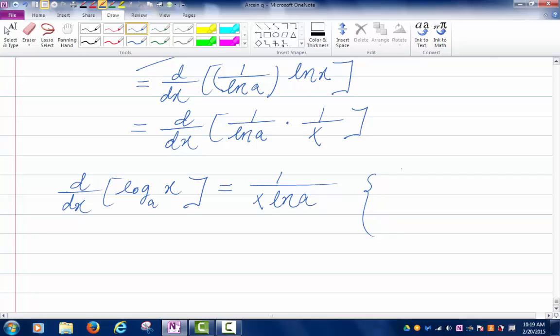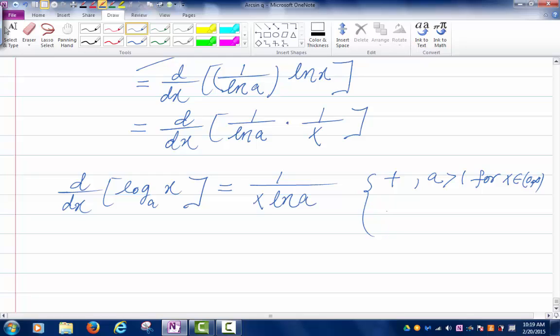Positive numbers only, right? So this thing here would be positive. This derivative is positive in the case when a is larger than 1. Okay, and this is for any x between 0 and infinity.